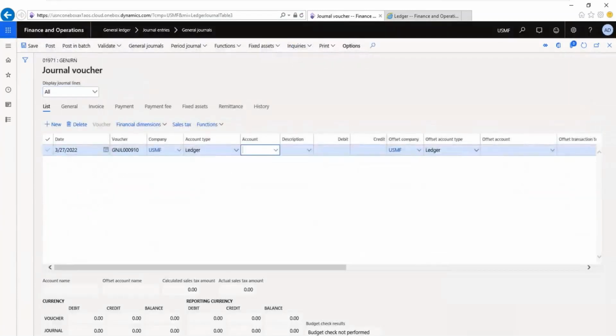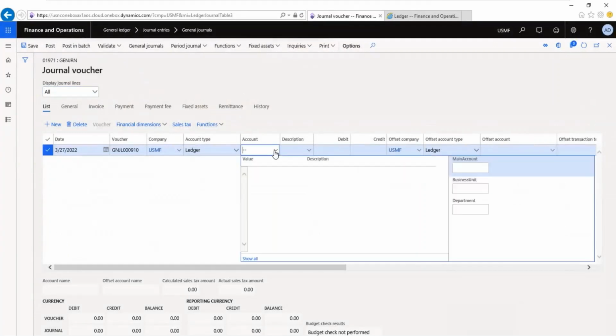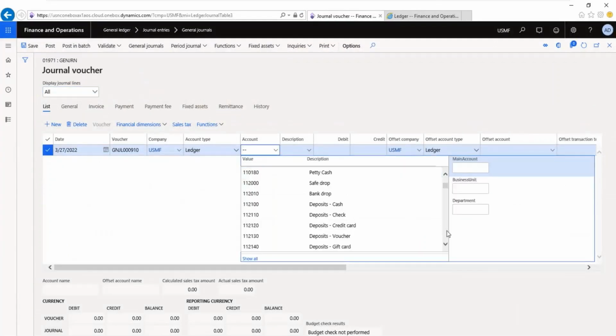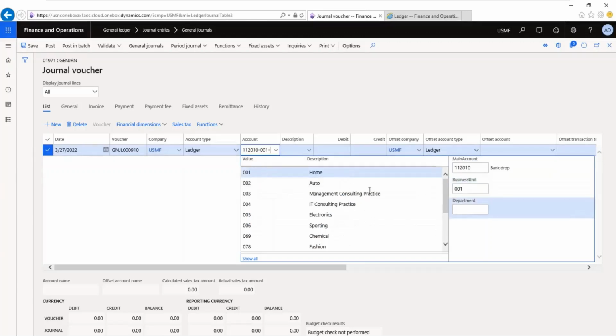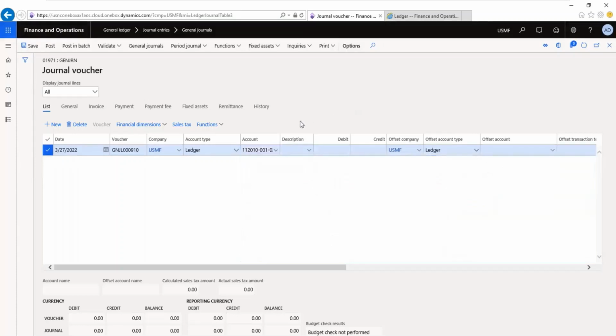Okay, if you select one series, suppose I'm selecting one series, suppose bank drop. Then it is asking business unit and department. Only two. So main account, and then business unit and department. Okay. So main account plus business unit department. Let me show you once again.